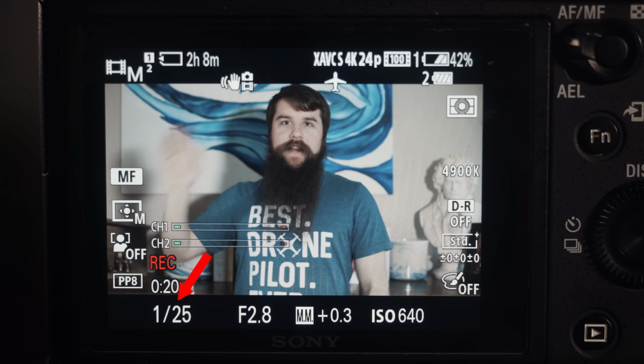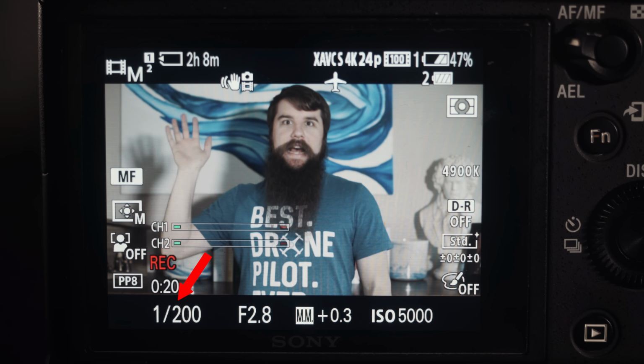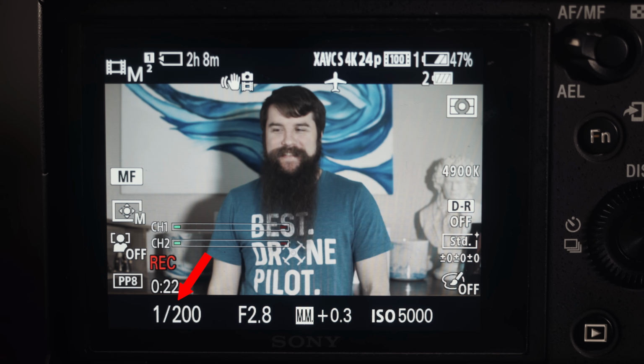If your shutter speed is set to 1/25th of a second for a 24 frames per second video, then you're going to see a lot of motion blur when things move in your video. Alternatively, if your shutter speed is set much higher to 1/200th of a second, your image is going to have basically no motion blur and be much darker.